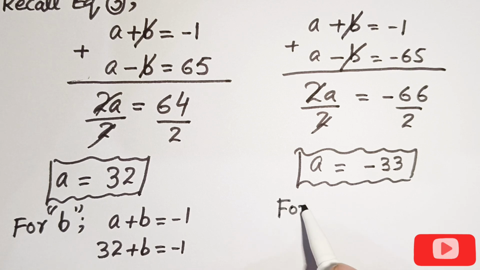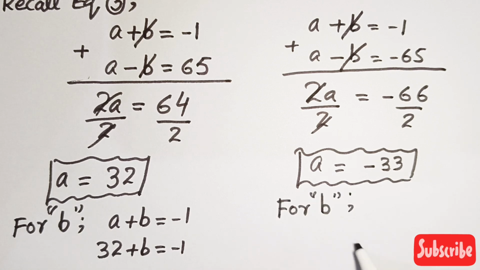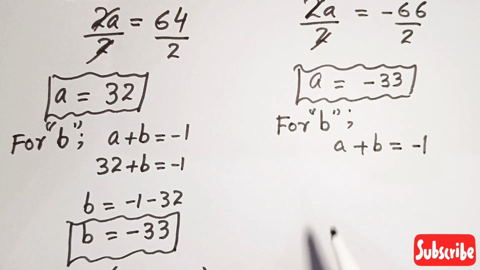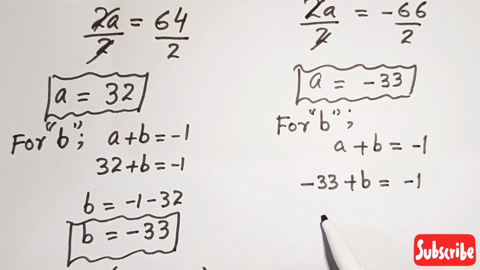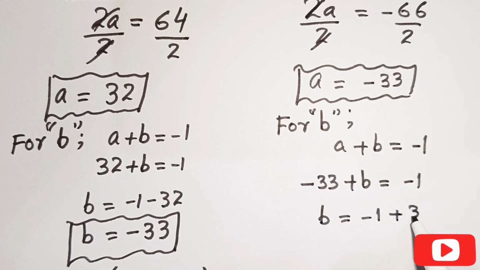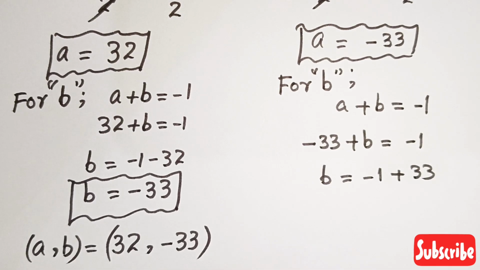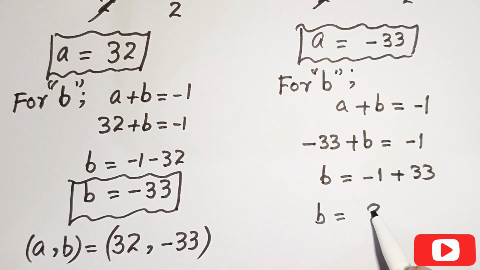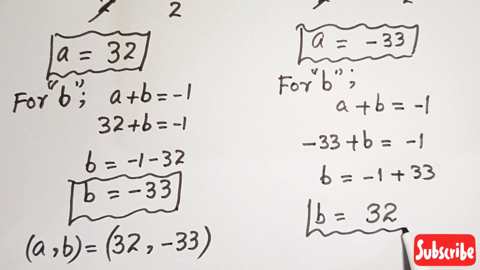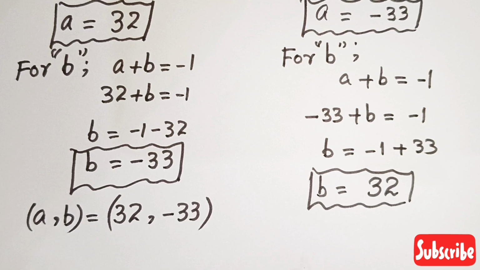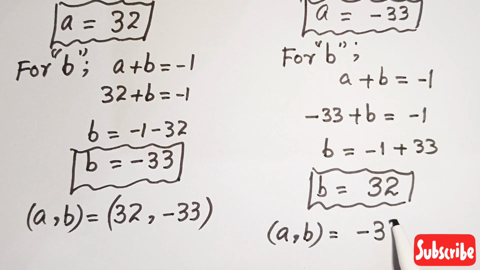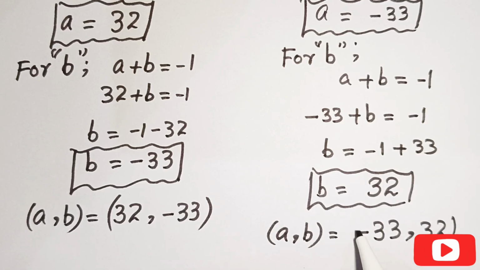For finding the value of b, we have to recall our equation 3 again. a plus b is equal to minus 1. Now putting the value of a, which is minus 33, plus b is equal to minus 1. Now b is equal to minus 1 plus 33, shifting this minus 33. So we have b is equal to 32. So it is the value of b. Here from this equation we have a is equal to minus 33, so the value of a and b is a is minus 33 and b is 32.